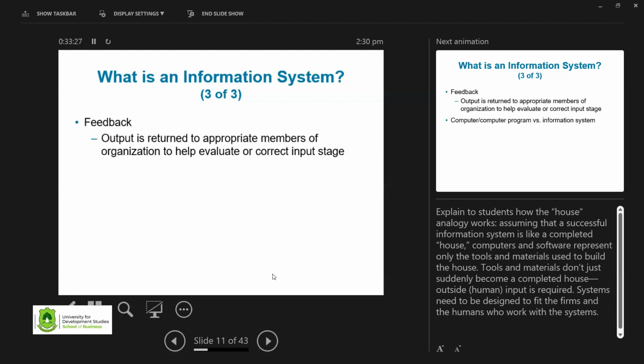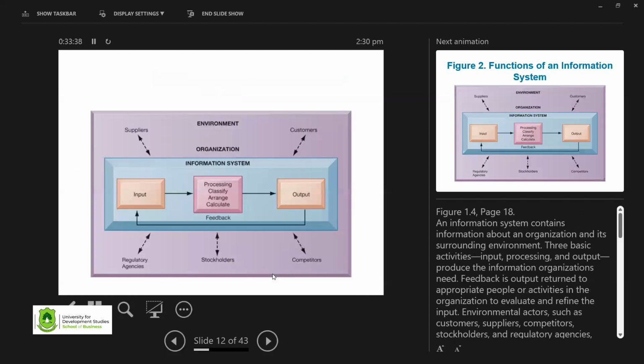Yeah, so when we say feedback, we're basically looking at output that is returned to appropriate members of an organization to help evaluate or correct the input, the next input stage. So this diagram explains that. So a typical information system would have this: the input, the processing, and then the output. The information system exists within an organization, but the organization also exists within a larger environmental context. Are you getting it? Now, within that environment, there are suppliers, there are customers, there are competitors, there are shareholders or stockholders, and there are what?